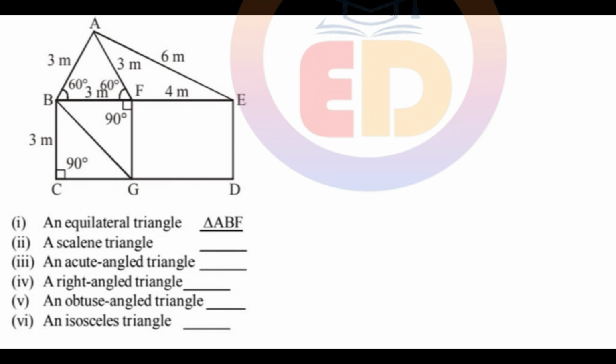Next, after the acute angle triangle, we have to find a right angle triangle. Now we know a right angle triangle is a triangle in which one angle is 90 degrees. In this figure you can see triangle BFG. For your convenience I'll draw it here. In triangle B, F and G we can see a 90 degree angle. So this is a right angled triangle.